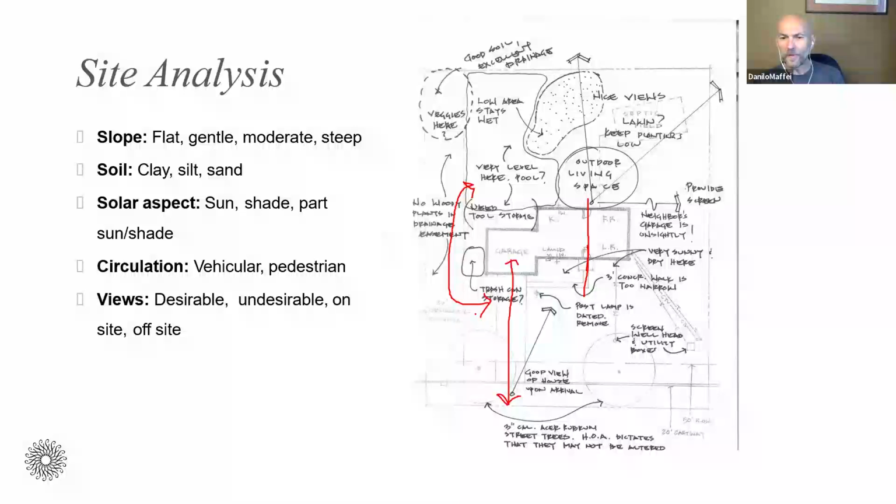So where will people be going? Where will the equipment be going? Do we need to keep those ways clear? Are we seeing any opportunities for making better circulation patterns to make things more efficient?